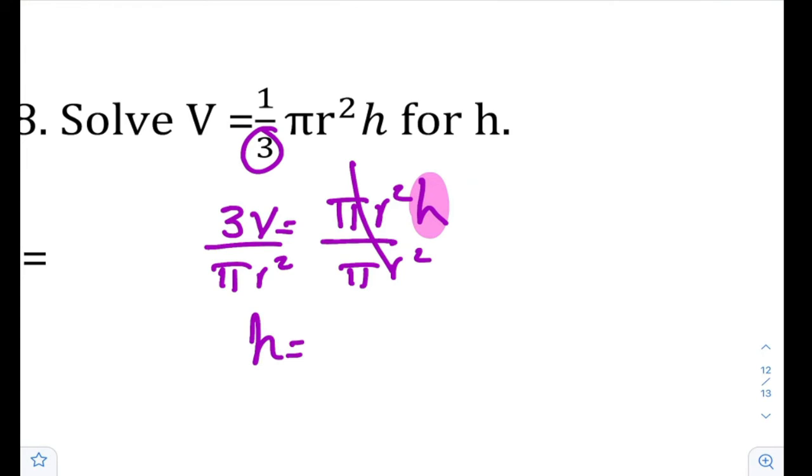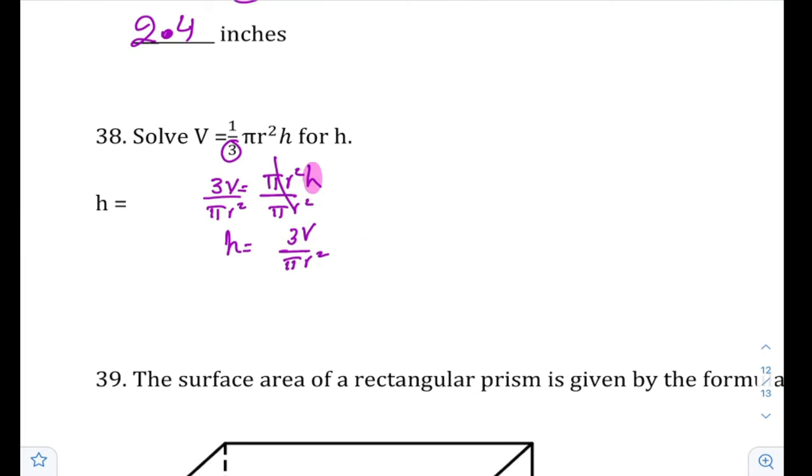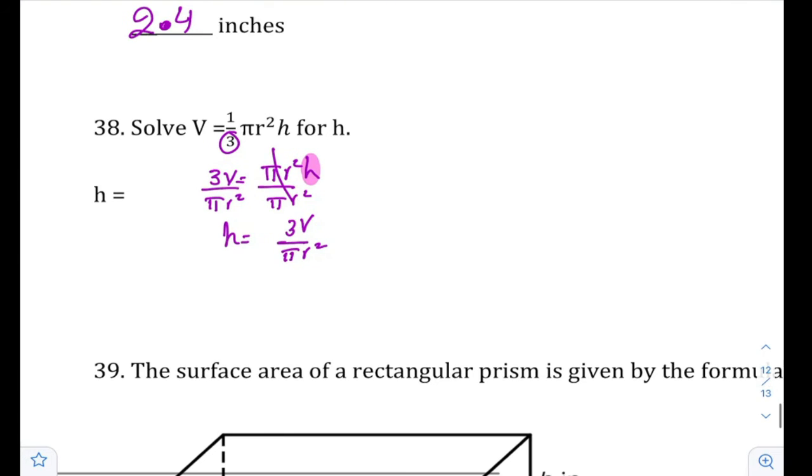So your h is 3v over pi r square. After you solve for h, is there anything to replace? Nothing. So you will leave it as it is.